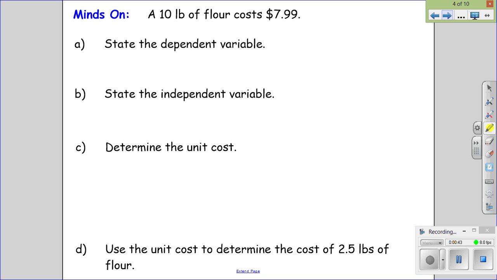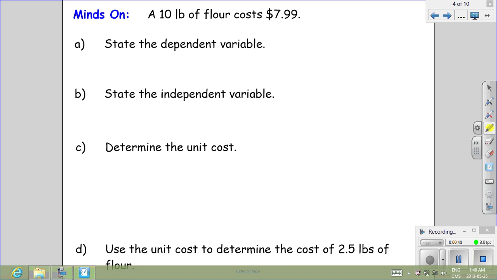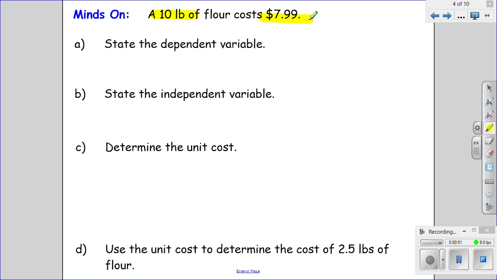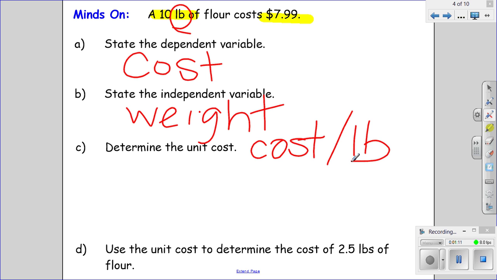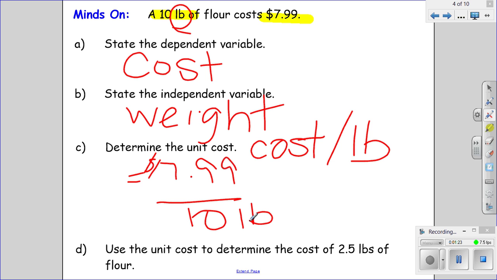If we think of that 10-pound bag of flour that costs $7.99, we did that a few days ago in another example. It's 10 pounds, $7.99. The dependent variable here would be the cost, because of course the cost depends on the weight of the flour. So if I want the unit cost, that's really telling me I want the cost per pound. So the cost per pound would be $7.99 divided by 10. And it's a unit rate, so it needs to have the units in it.